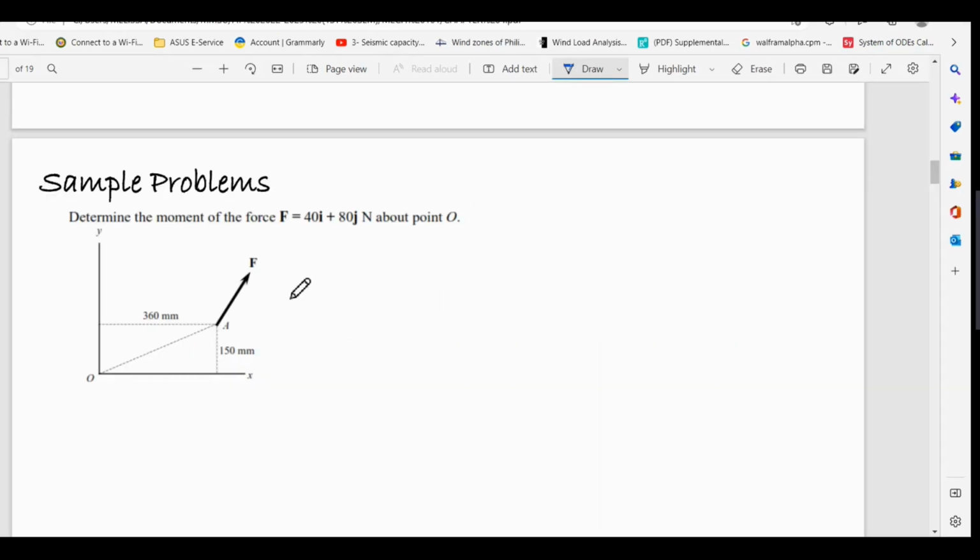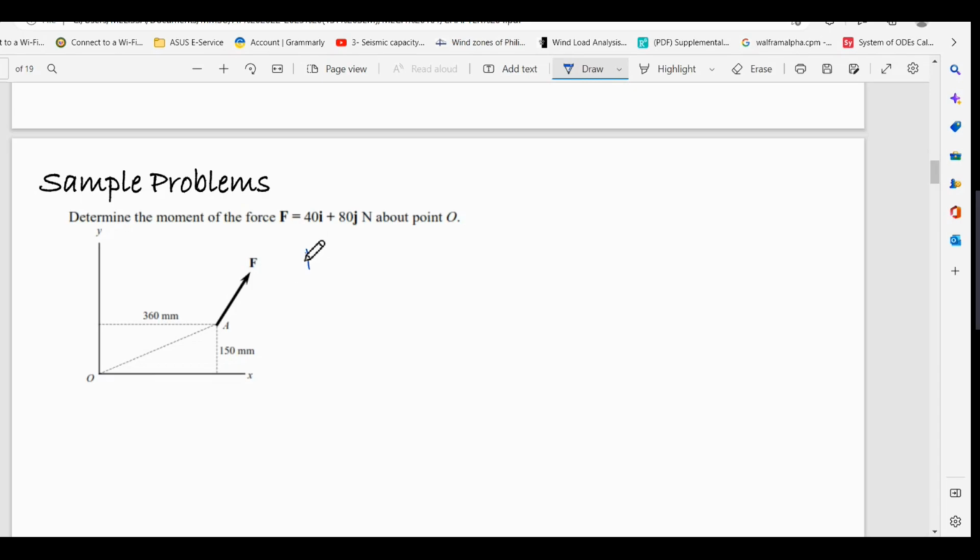Okay? To further understand the concept of moment of a force, let's have some problems. Determine the moment of force F, which is equal to 40i plus 80j Newton, about point O. We need to find the moment of our force F about our point O. So our point O is our moment center.